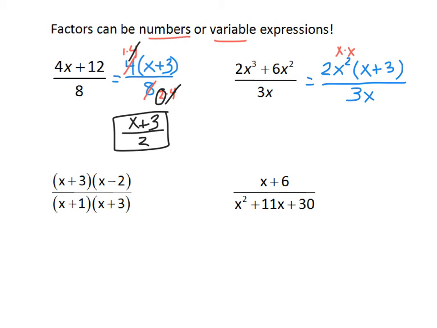That means we can cancel or make a 1 with one of these x's. And then the x plus 3 in the parentheses cannot be separated at all, which means you cannot cancel this 3 with this 3 or make a 1. We cannot do that because x plus 3 is a factor stuck together. It's a binomial factor. So again, we are done with this problem, and our final answer will be 2x times x plus 3 over 3.